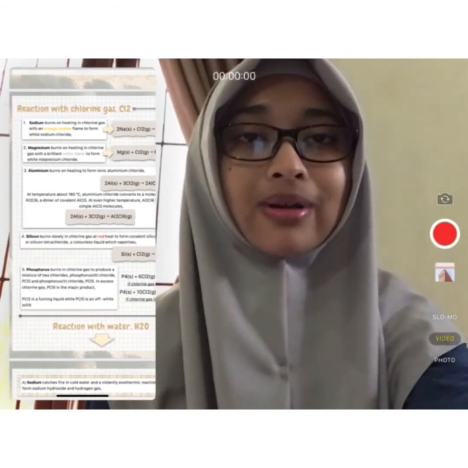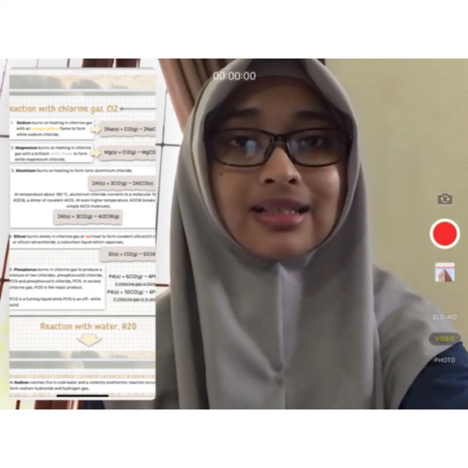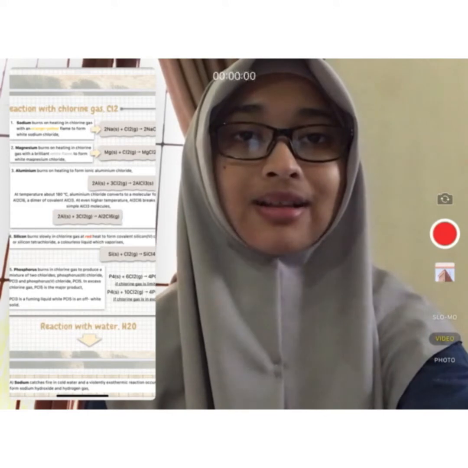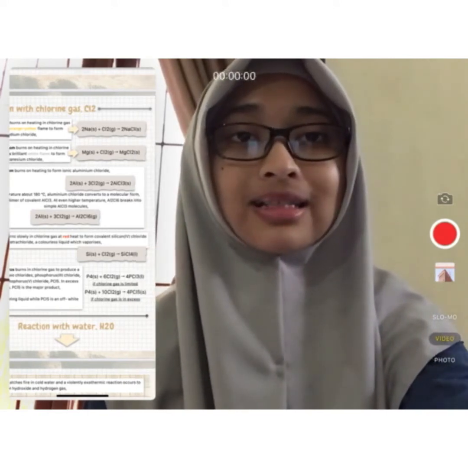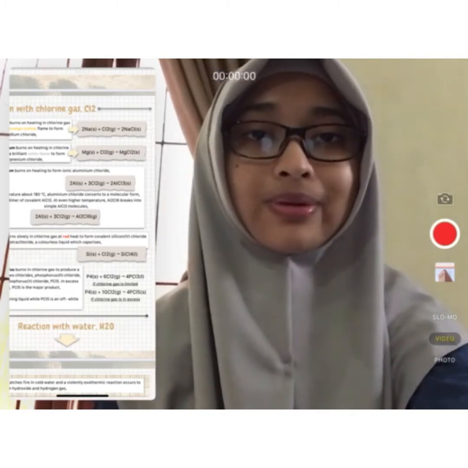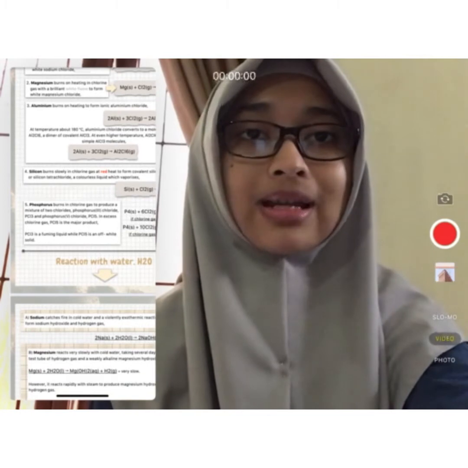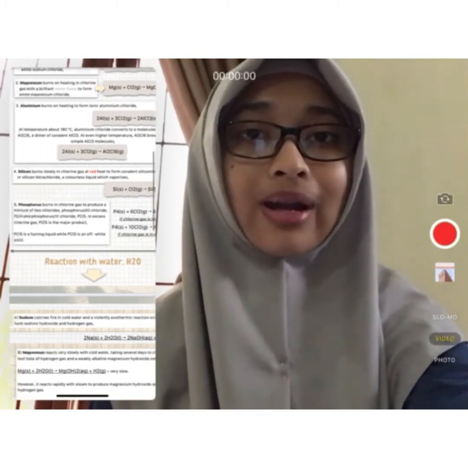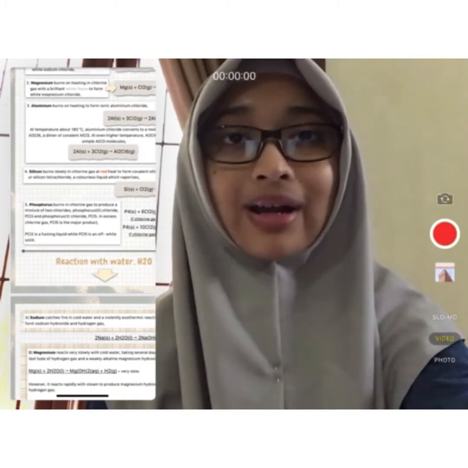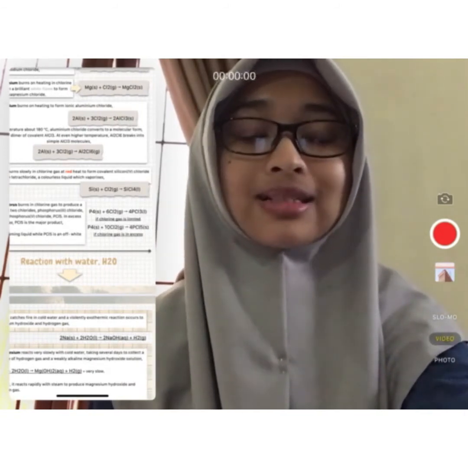At a temperature of about 180 degrees Celsius, aluminium chloride converts to a molecular form, which is Al2Cl6, a dimer of covalent AlCl3. At even higher temperature, Al2Cl6 breaks into simple AlCl3 molecules, which is 2Al plus 3Cl2 equals Al2Cl6. The fourth is silicon, which burns slowly in chlorine gas at red heat to form covalent silicon 4 chloride, or silicon tetrachloride, a colorless liquid which vaporizes. It is Si plus 2Cl2 equals SiCl4.